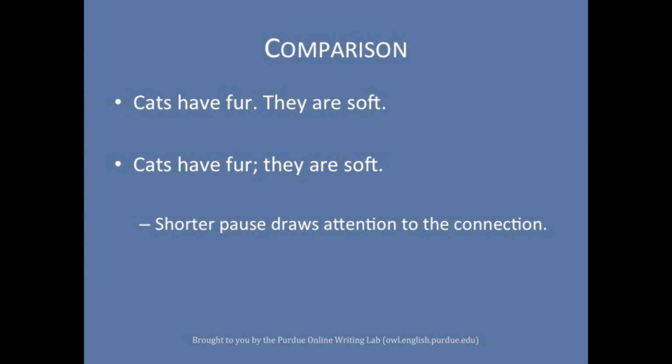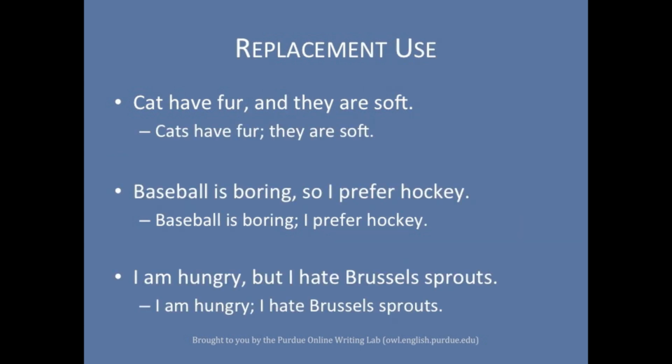Listen to the difference between "cats have fur, they are soft," and "cats have fur; they're soft." The semicolon creates a shorter pause, which puts emphasis on the connection between the sentences. In this usage, the semicolon can replace a comma and coordinating conjunction.